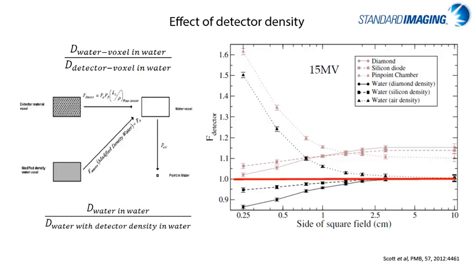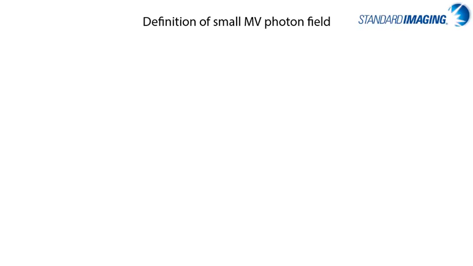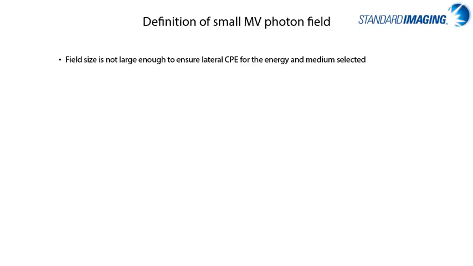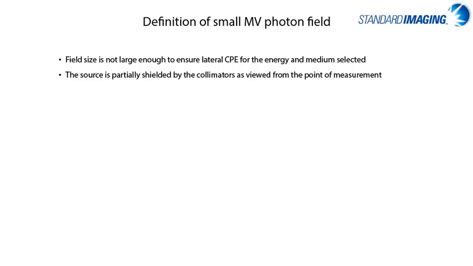So it should be clear now that the term small field is a bit of a loaded question if you ask someone to define it, as there really is no simple definition. However, for the purposes of this talk, and in agreement with the forthcoming AAPM TG155 report, the main characteristics are as follows, in that the field size is not large enough to ensure lateral CPE in the medium of interest for the energy selected. Further, the source is partially shielded by the collimators as viewed from the point of measurement. And finally, the detector disturbs the fluence.